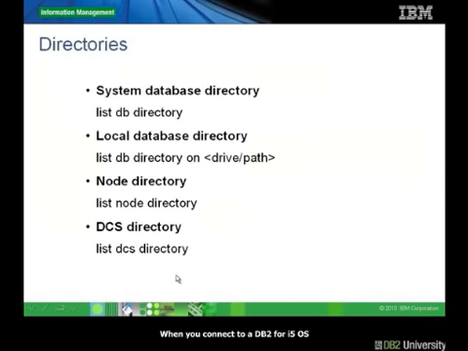When you connect to a DB2 for iSeries or DB2 for z/OS, which is a mainframe, you need to install another software called DB2 Connect. When you install that software, you will have a directory called the DCS directory. Use the command list DCS directory to view the contents of this directory. In my case, I do not have DB2 Connect installed, so I will not show you this command.